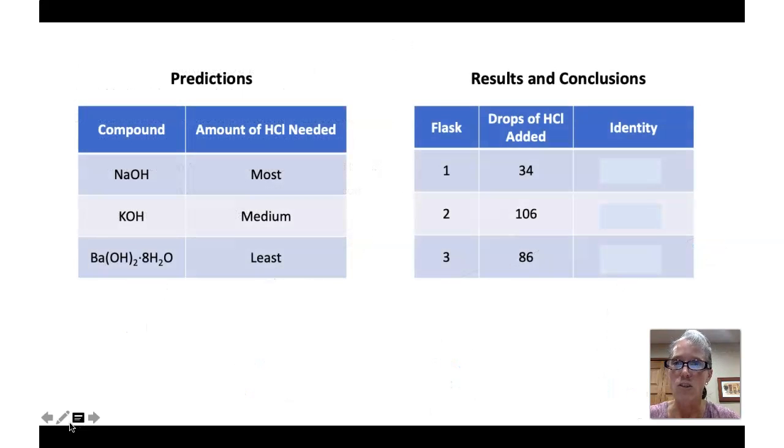All right, so let's look at some sample data. Here are our predictions on the left, and let's say that flask 1 took 34 drops, the fewest of all. Oh, well, that means that must be the barium hydroxide. The second flask needed the most drops. Oh, well, that must be sodium hydroxide. And the third flask took the middle, and so that must be KOH. So there you go. I hope that made sense to you.